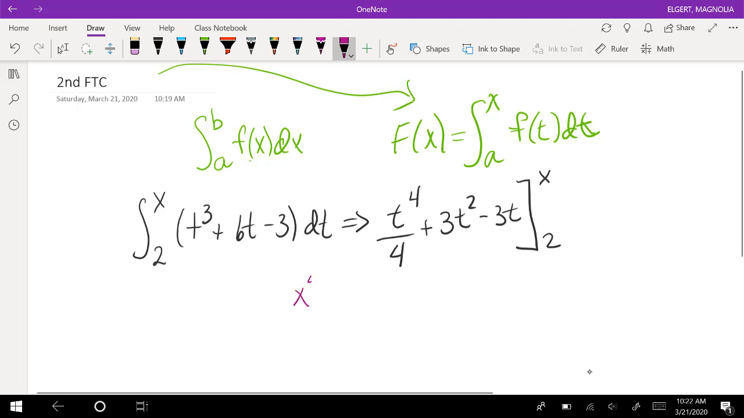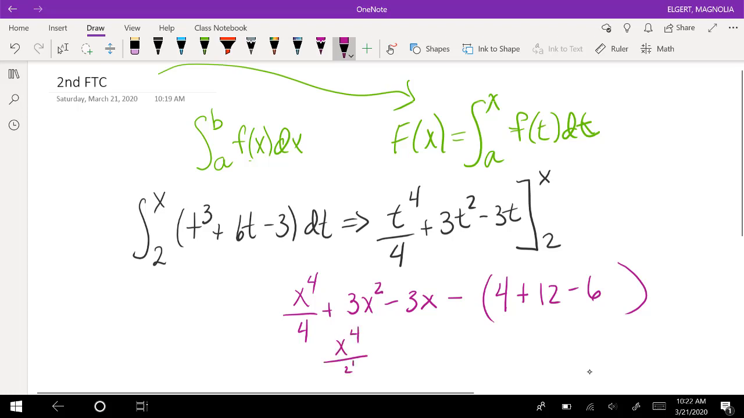So I have x to the 4th over 4 plus 3x squared minus 3x. And then I'm going to subtract when I put 2 in. Oh, I hope it comes out nice. Let's see. 2 to the 4th is 16 divided by 4, so that's 4 plus 12 minus 6. I think that's 10. So our antiderivative is x to the 4th over 4 plus 3x squared minus 3x minus 10. That's our f of x.